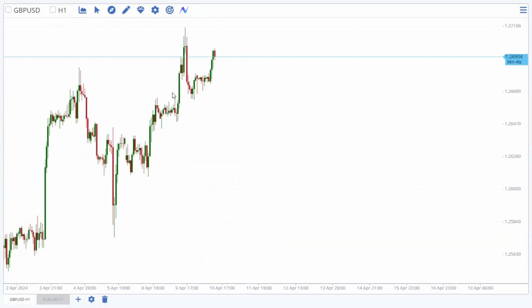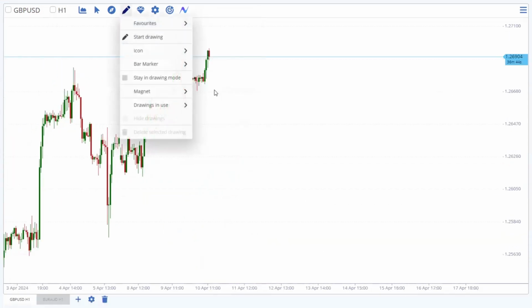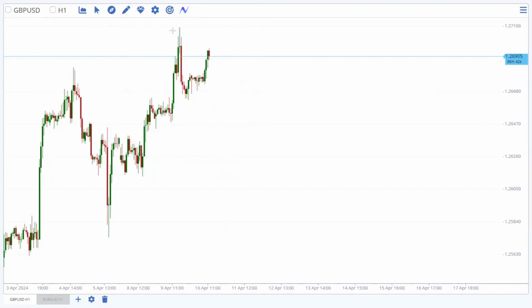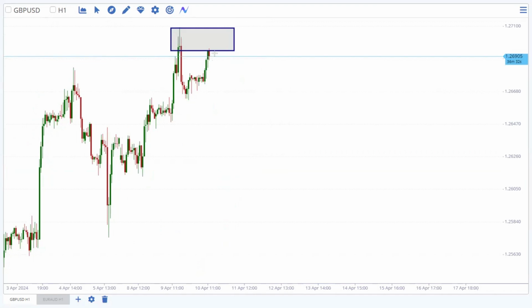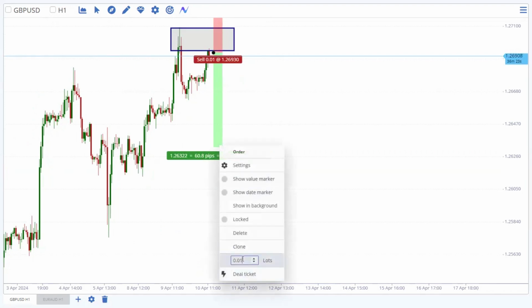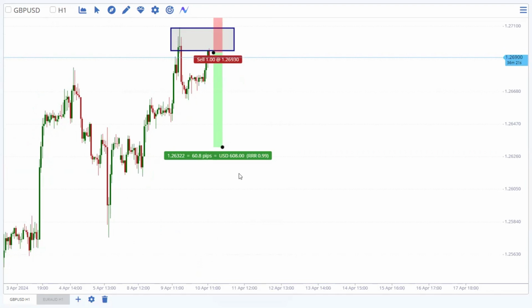So let's go back to the H1 and let me have my drawings back on there. So I did something like this, and the trade is a very simple trade where we are looking to short it from this high. We have the first TP somewhere around here for about 60 pips, and then we had the second TP all the way down here, for about 100 pips.